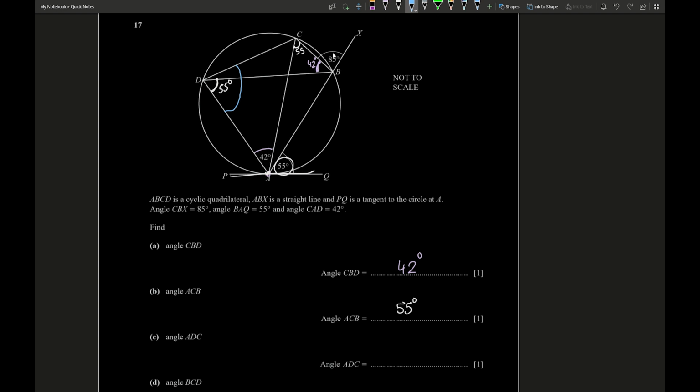And we can find the angle ABC, which is this angle right here, by subtracting 85 from 180. 180 minus 85 will give us 95 degrees. So this angle right here is 95 degrees. That means that this angle, ADC, plus this angle, which is 95 degrees, will give us 180. So ADC plus 95 is 180. So ADC is equal to 180 minus 95, which is equal to 85 degrees.